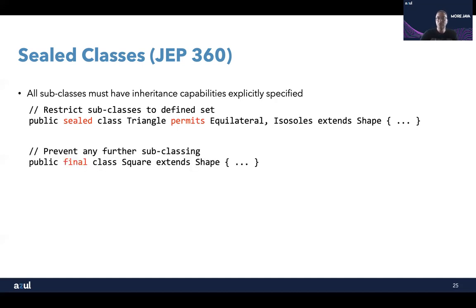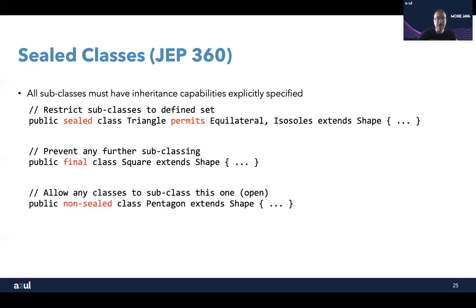The second way of doing our inheritance capabilities is to specify that we don't want any further subclassing. So we will make it final, add the final modifier. In the case of Square, then that can't be subclassed any further. And the third one, which is a little bit interesting, is the idea of unsealing the class. So in the case of our Pentagon, what we want to do is say, okay, anybody can now subclass Pentagon. We don't have any issues in terms of that.